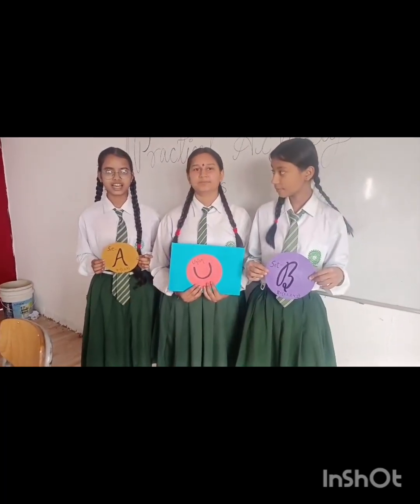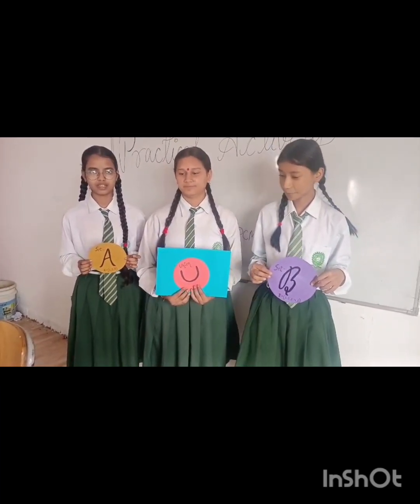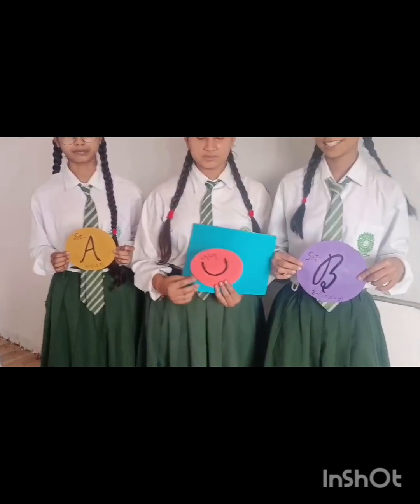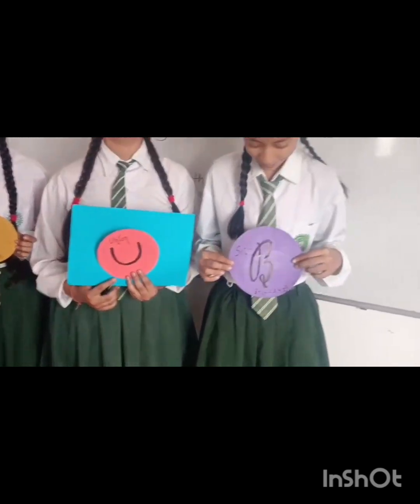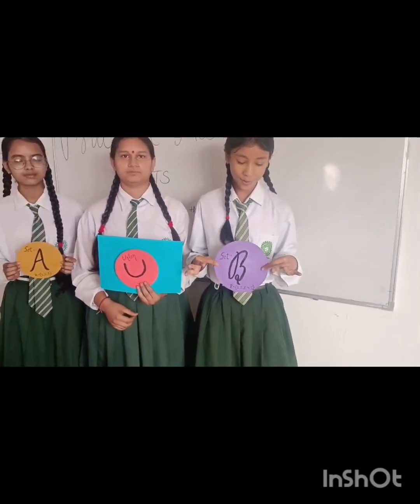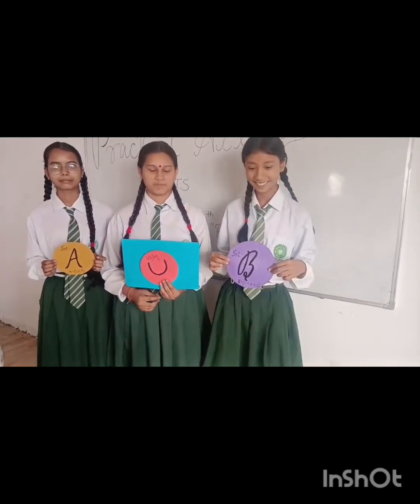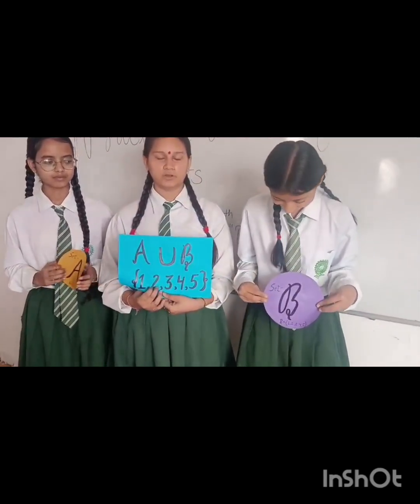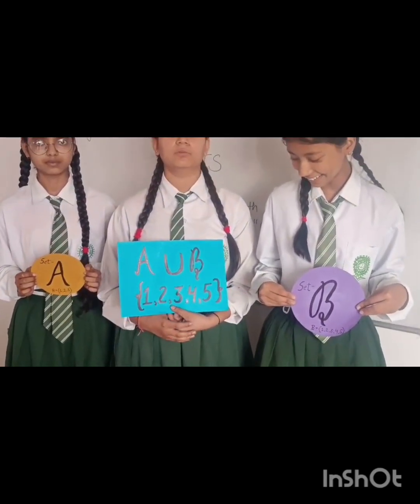Second, this is set A, for example {1, 2, 3}. Those are all the elements of the set. This is the symbol of union. This is set B, and 1, 2, 3, 4, 5 are the elements of set B. The answer of the union is 1, 2, 3, 4, 5.